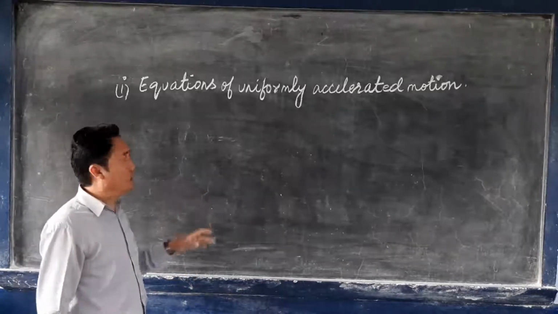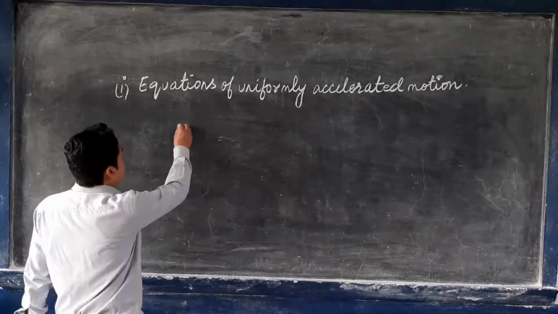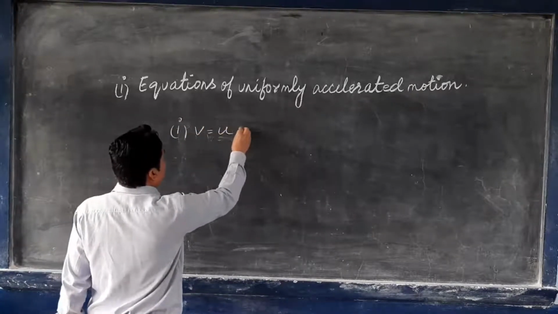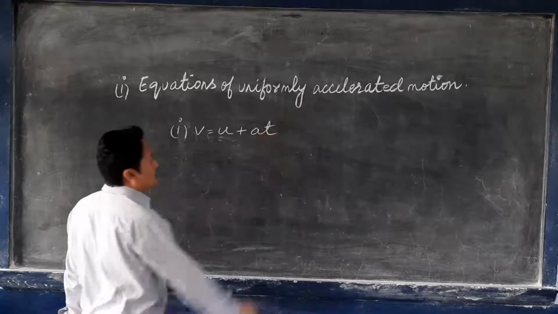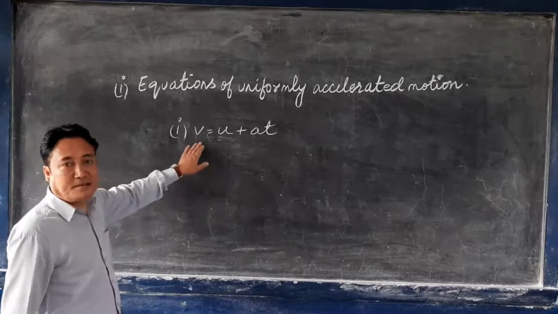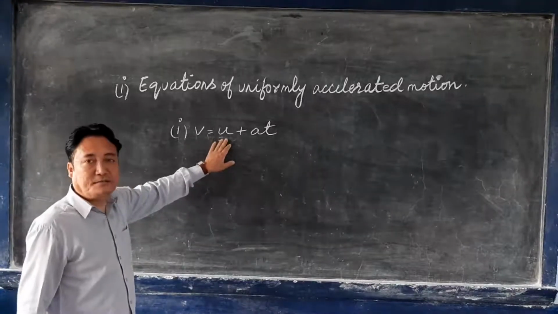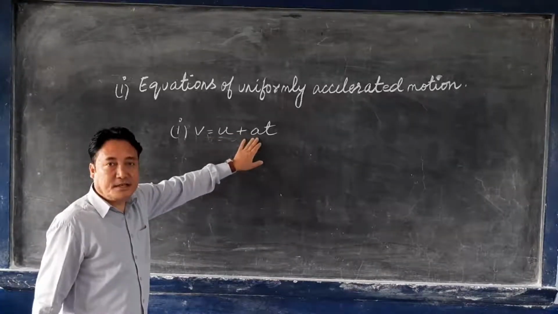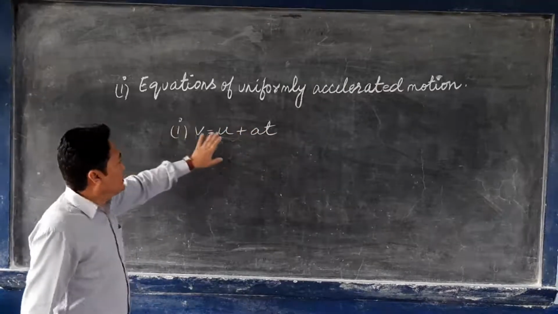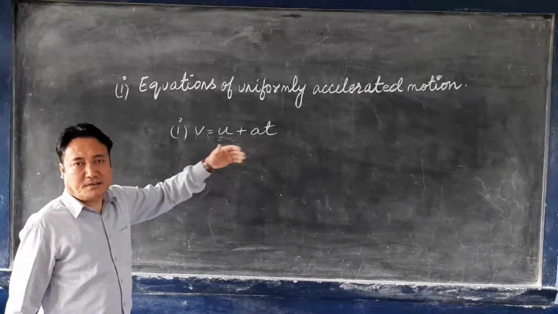Okay, now the first equation is V equals U plus AT. V is the final velocity, U is the initial velocity, A is the acceleration, and T is the time. And initial velocity is the starting velocity.